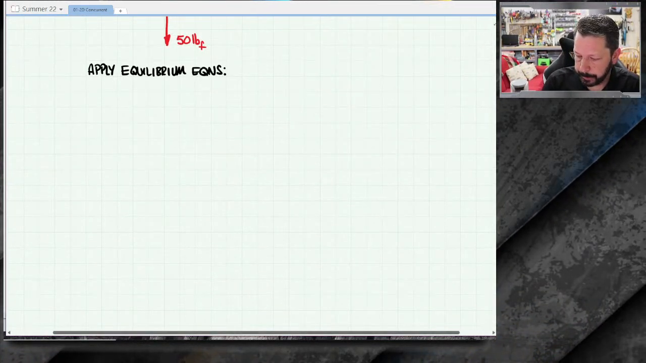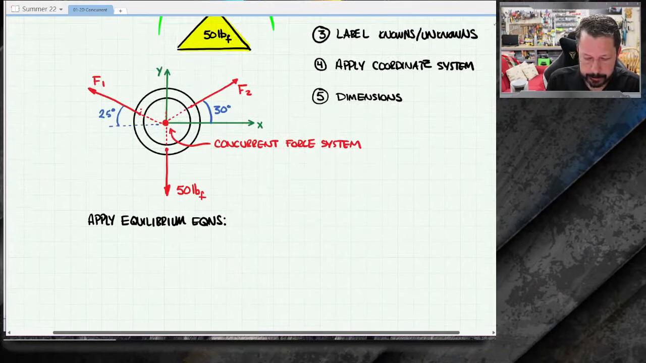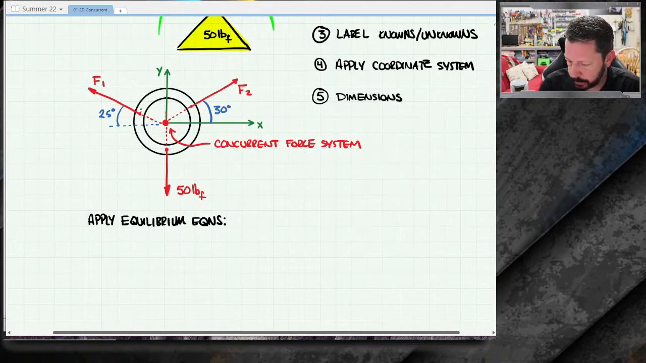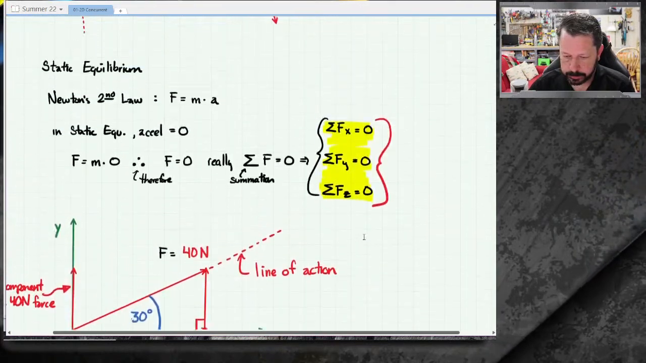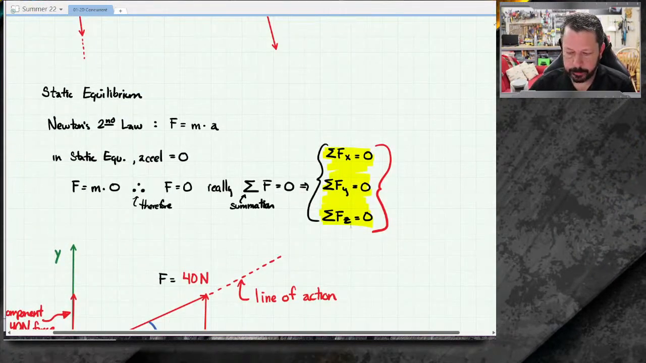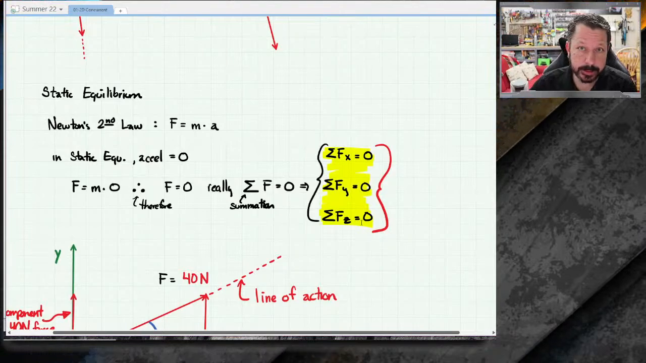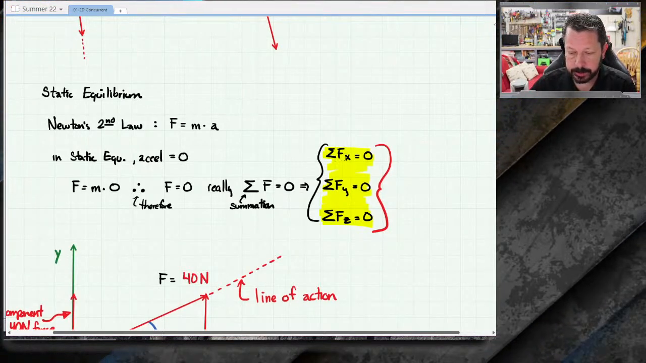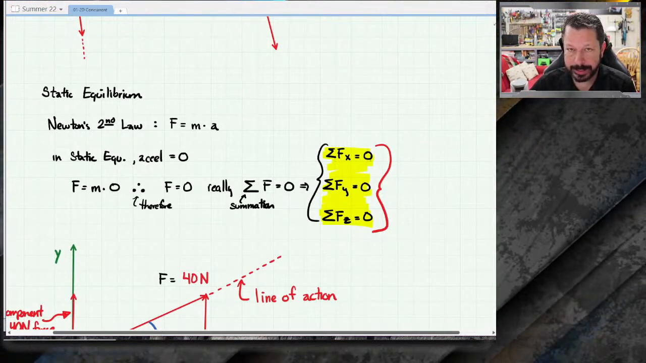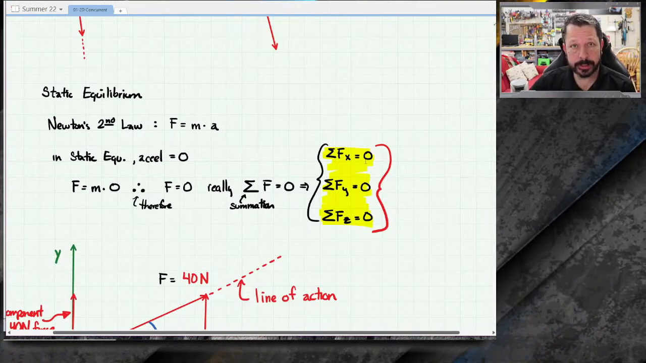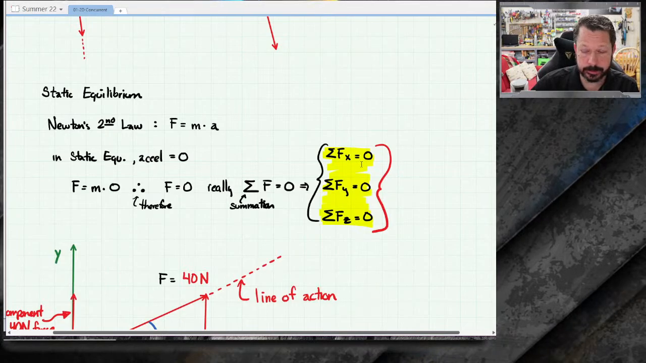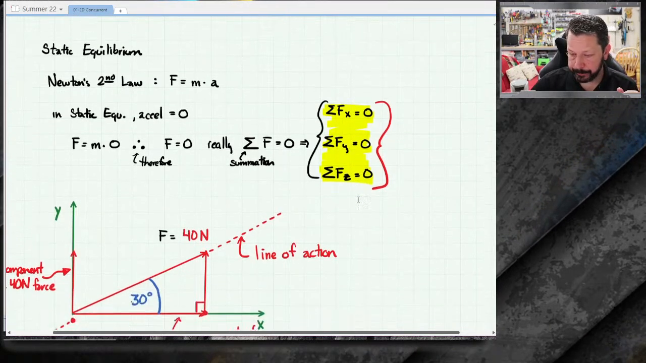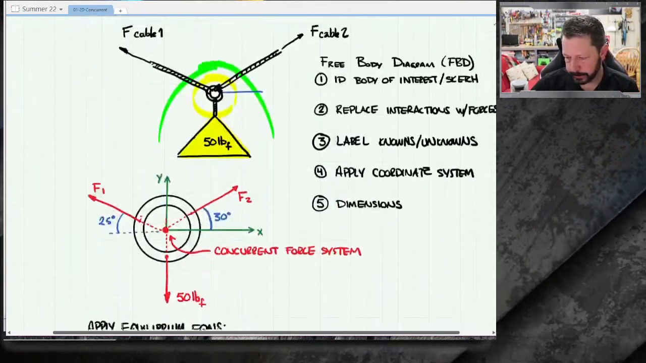All right. So our equilibrium equations are up here: X and Y. We don't need the Z one because we only have 2 dimensions. So summation of forces in the X direction equals 0. Any force that goes in the X direction has to be balanced by at least one other force in the X direction. Same thing in Y. And if we had Z, then Z also.